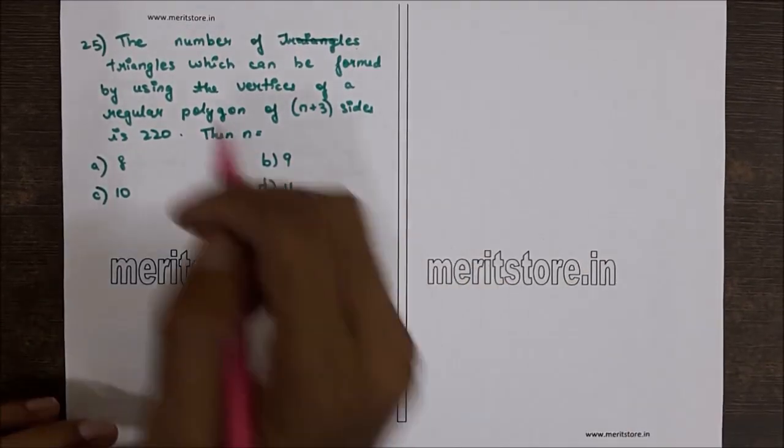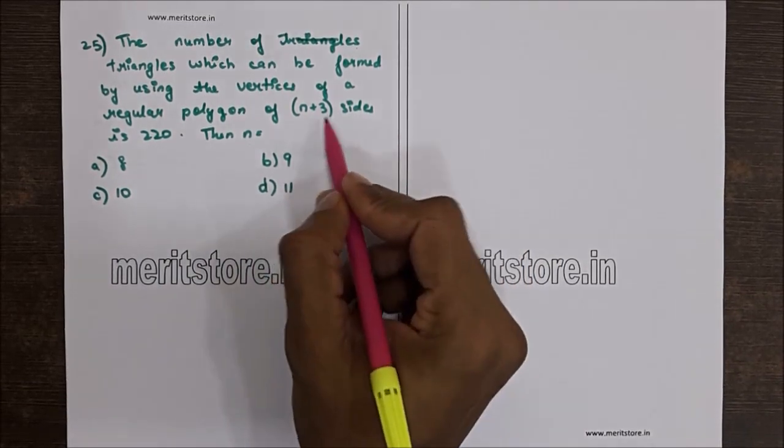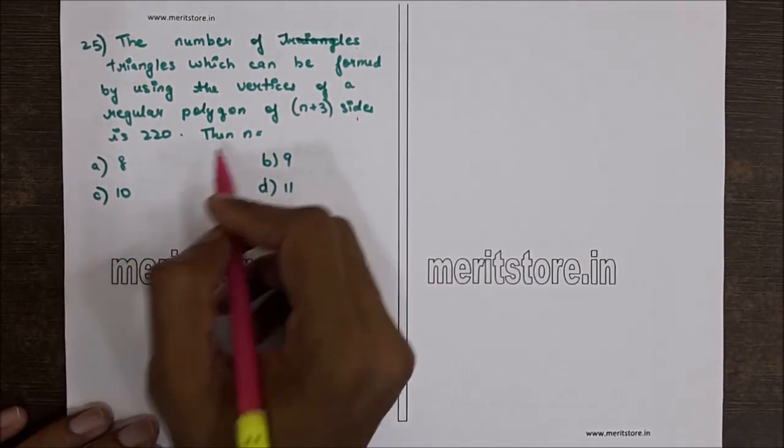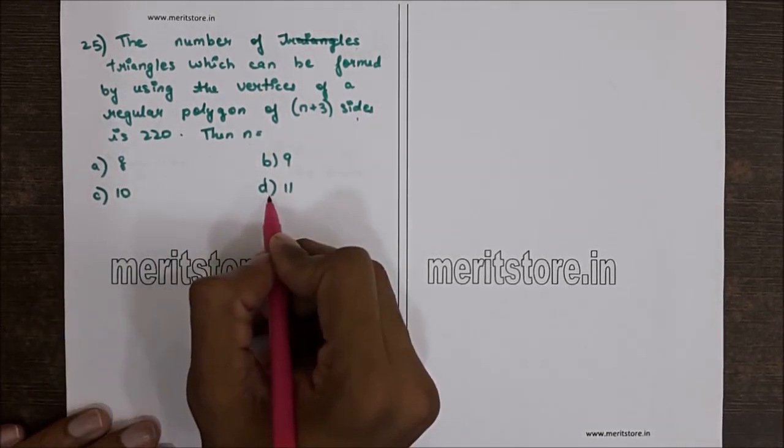Question 25. The number of triangles which can be formed by using the vertices of a regular polygon of n plus 3 sides is 220. Then n is equal to? We have 4 options, A 8, B 9, C 10 and D 11.